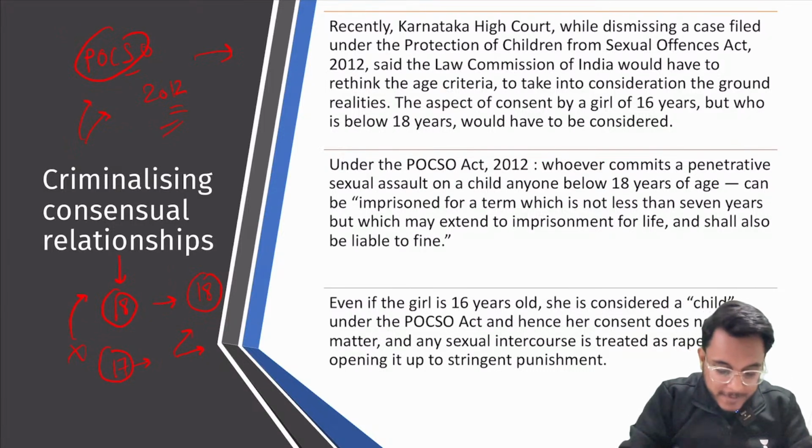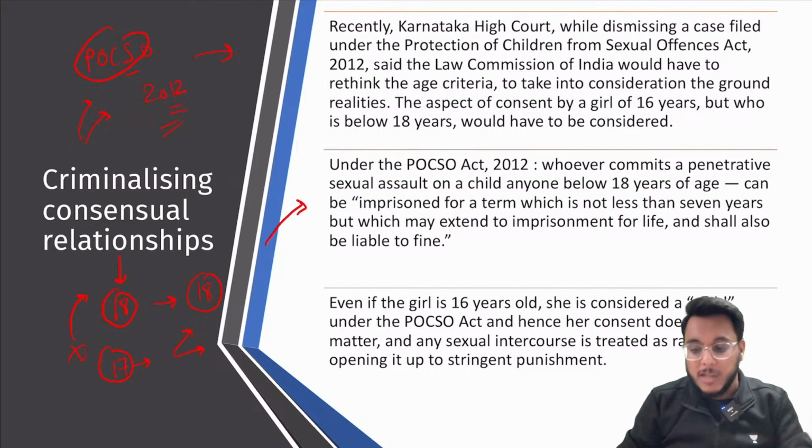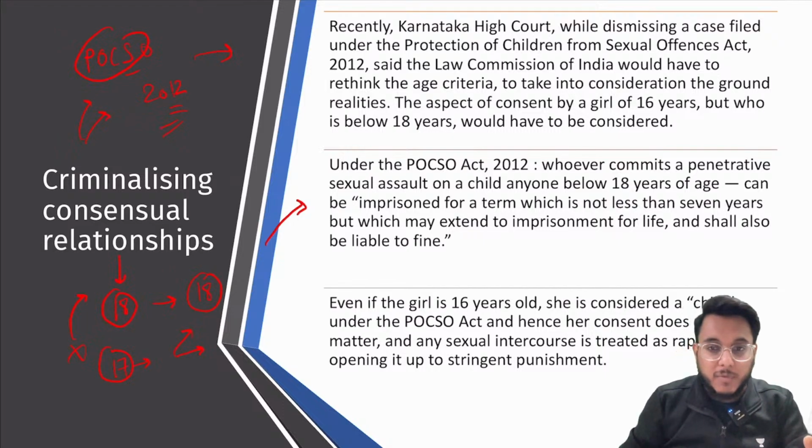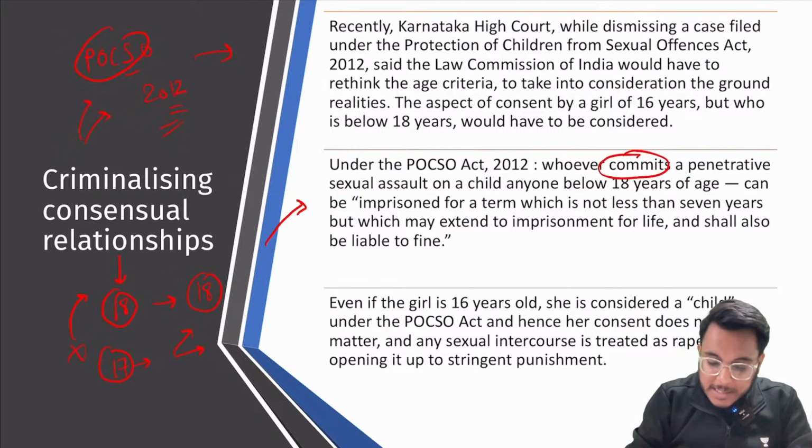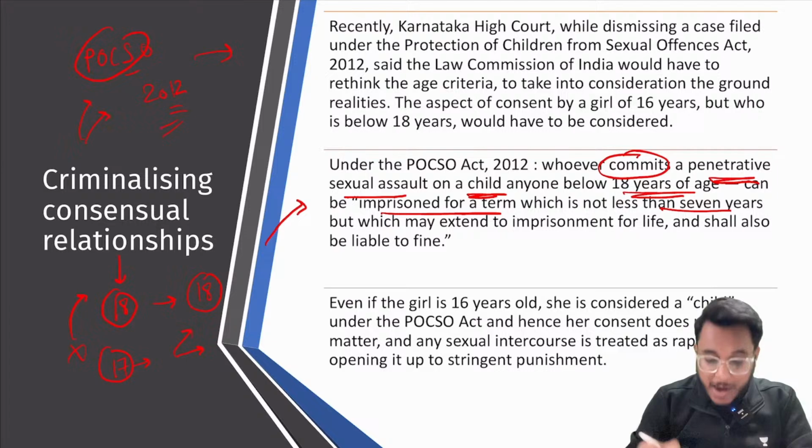So basically, if we see the provision of the POCSO Act of 2012, what's the provision? The provision says, whosoever commits a penetrative sexual assault on a child, anyone below 18 years of age, can be imprisoned for a term which is not less than 7 years and which might also extend to imprisonment for life.